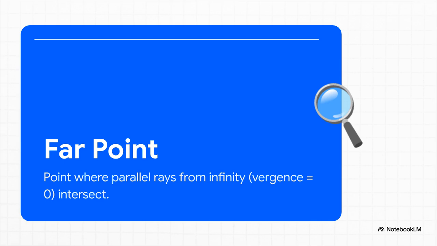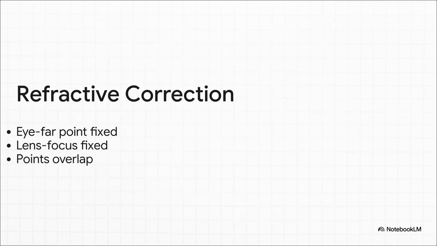So what's the entire goal of correcting refractive error? It's remarkably simple. You literally just place a lens in front of the eye so that the lens's secondary focal point coincides exactly with the eye's far point. And this brings us to what I like to call the 3 undeniable laws of refractive correction.